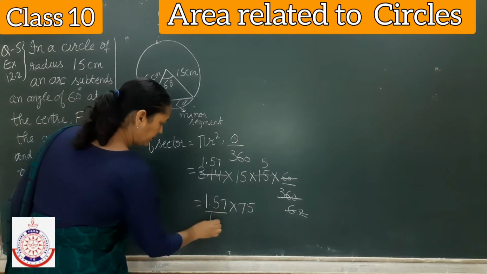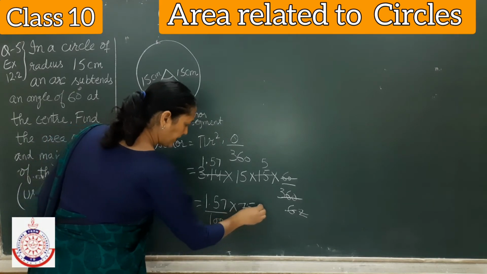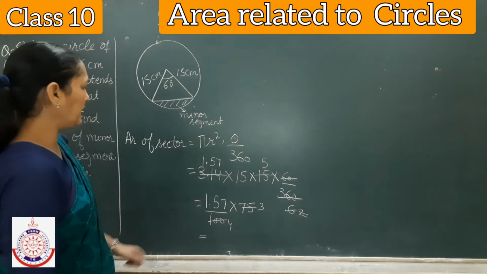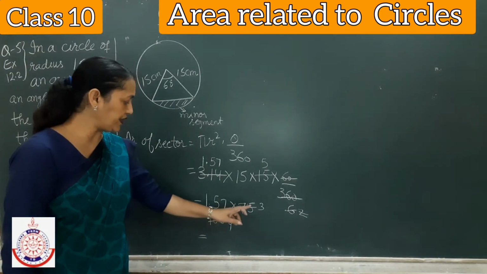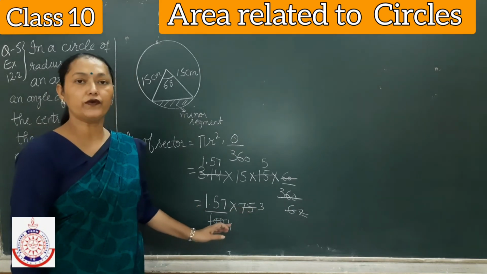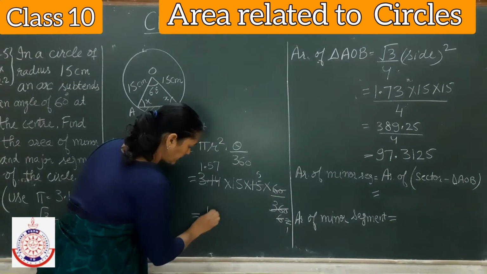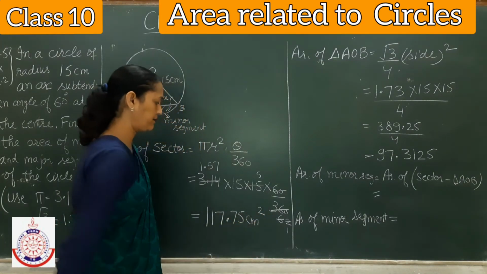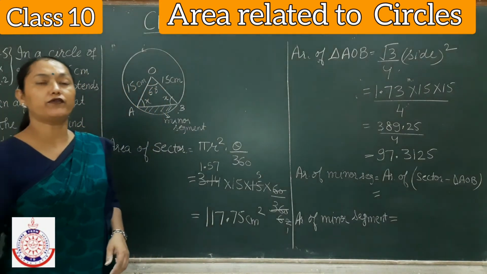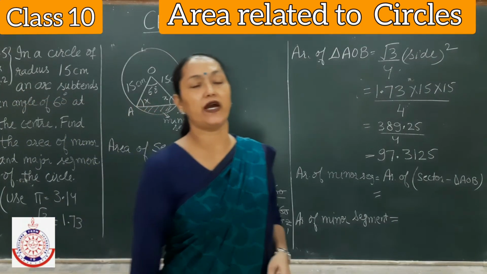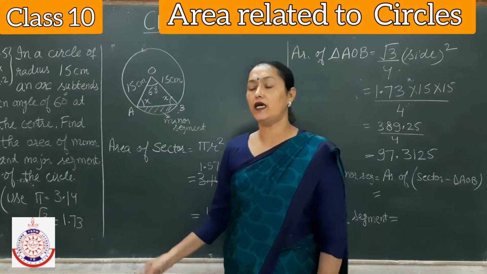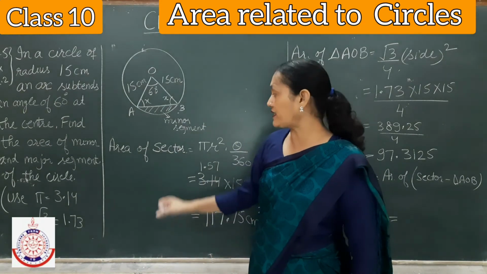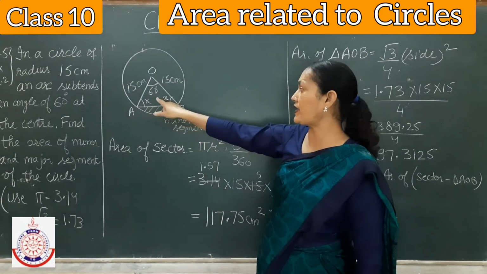We remove the decimal. 25 3s are 75, 25 4s are 100. Multiplying 157 with 3 and dividing the answer by 4, we will get 117.75 centimeter square. Now, as I told you that for finding area of minor segment, we have to calculate area of sector, and from that area of sector, we have to subtract area of triangle. Sector we have calculated, we have to calculate triangle.